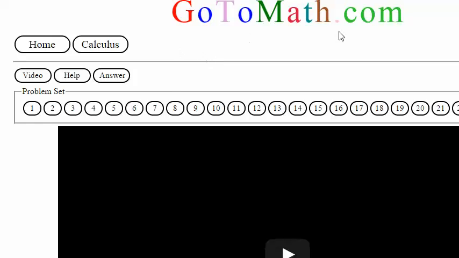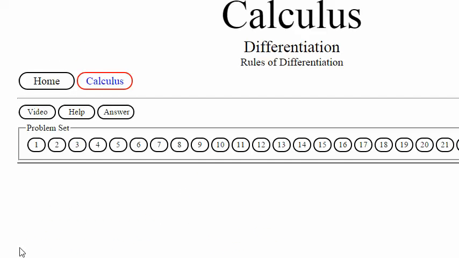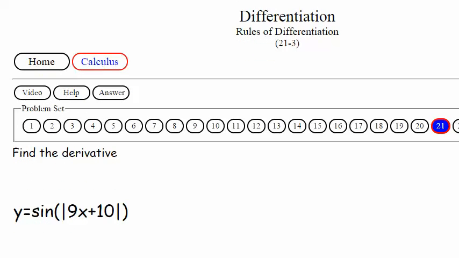We're at gotomath.com. Let's click on the calculus button and go down here to rules of differentiation. And I believe 21-3, that's actually the one we need to look at. 21, 22, and I believe 23, these three buttons here is just a combination of problems that we've worked in the past.